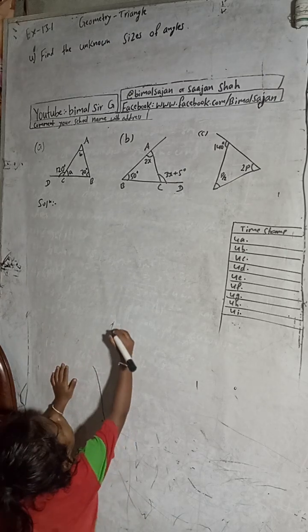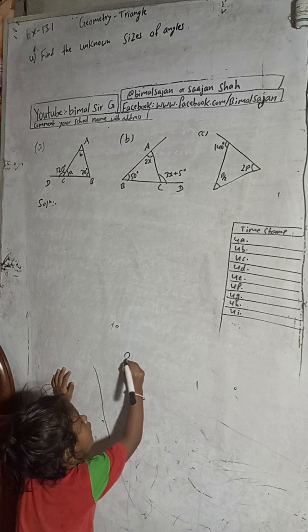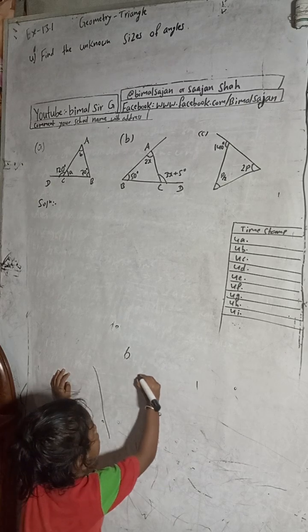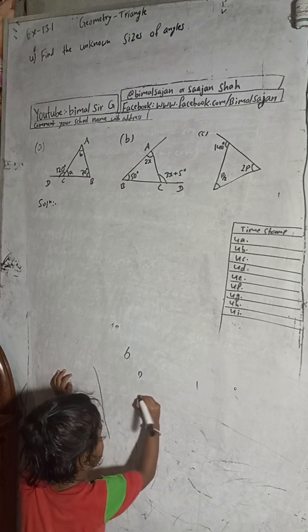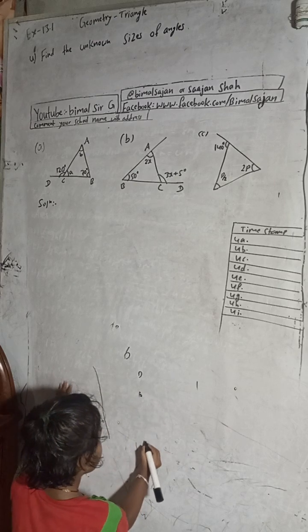This is question number 4, exercise 13.1, geometry triangle, compulsory maths. This is the demand of one of my YouTube subscribers to solve this question. So, okay, I am going to solve this question.